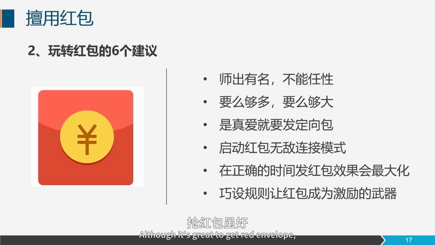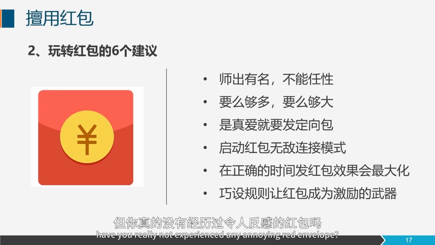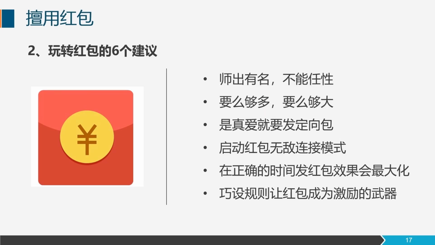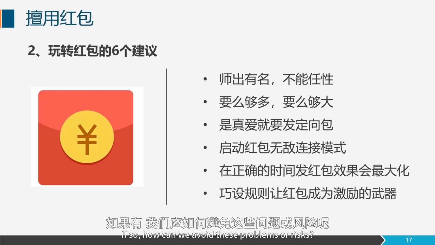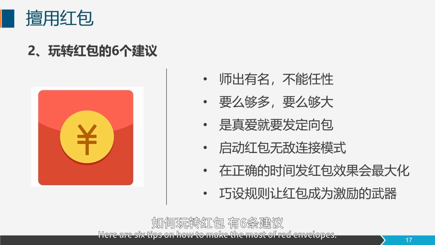Although it's great to get a red envelope, have you really not experienced any annoying red envelope? Have there been any unpleasant incidents in the community due to issues related to getting red envelopes? If so, how can we avoid these problems or risks? There are 6 tips on how to make the most of red envelopes.